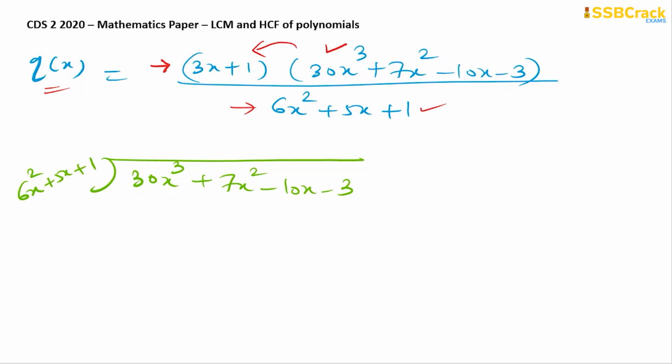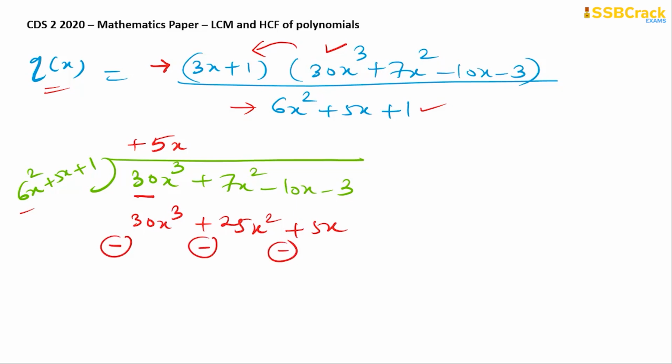Now we want 30x³ from the 6x², so you require plus 5x, right? 5x into 6x² will be 30x³. 5x into 5x will be 25x². 5x into 1 will be plus 5x, and subtract, right? Minus, minus, minus. Don't confuse here. So what are we getting as the resultant? These terms cancel. Plus 7 minus 25, what is the resultant? It will be −18x². Then we have the next terms, −10x − 5x = −15x, and −3.